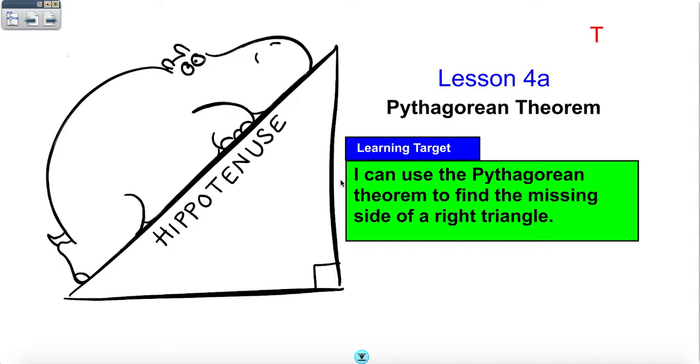So, our learning target for today is: I can use the Pythagorean theorem to find the missing side of a right triangle. You can go ahead and pause the video, and in the top left hand corner write the learning target in today's notes. I'm going to have you upload a picture of the notes with tomorrow's lesson.